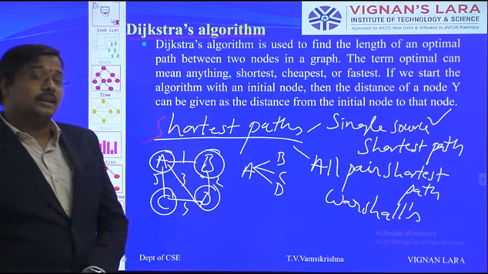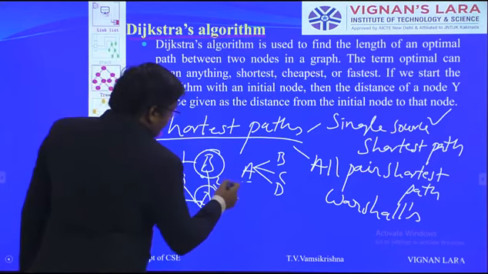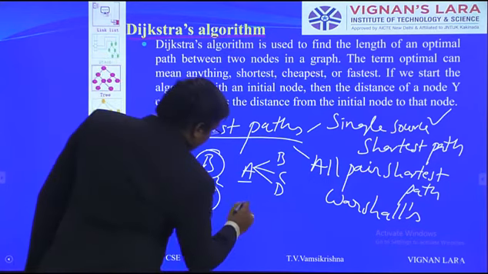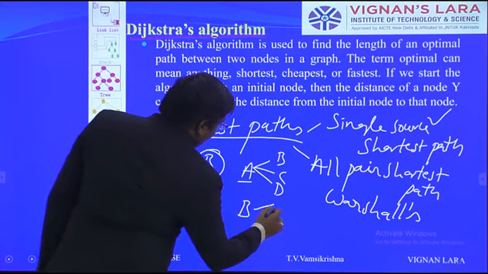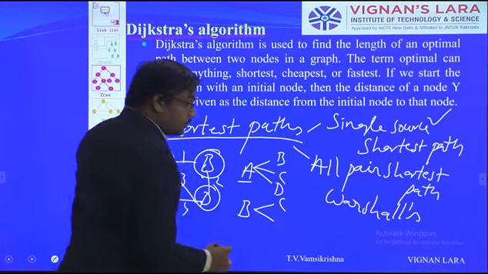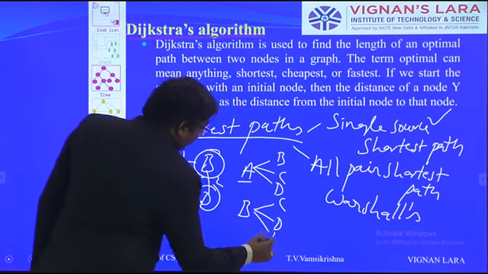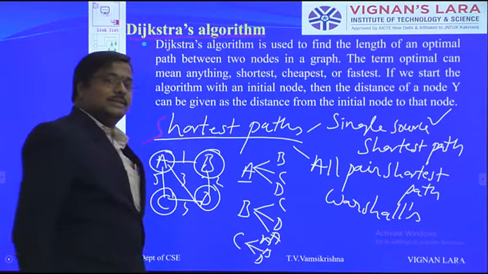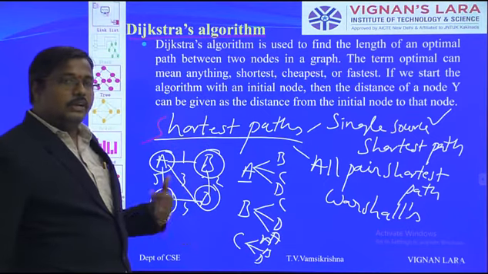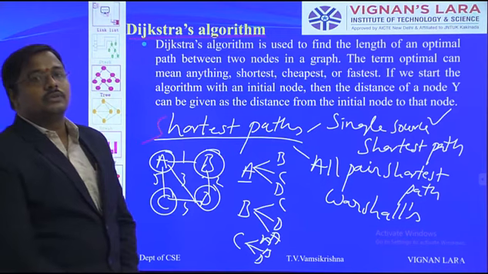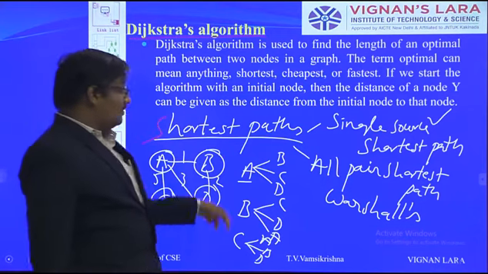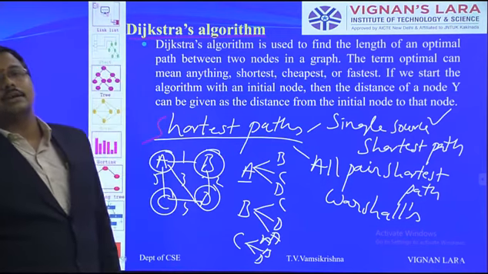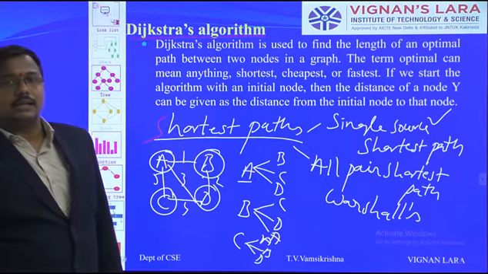All pair shortest path algorithm means one time we want to take A, another time we want to take B. So we need to find out the shortest path B to C, B to D, B to A also. Similarly, C to A, C to B, C to D also. Similarly, D to A, D to B, D to C also. So for each and every combination we need to find out the shortest distance. That is the meaning of all pair shortest path algorithm.